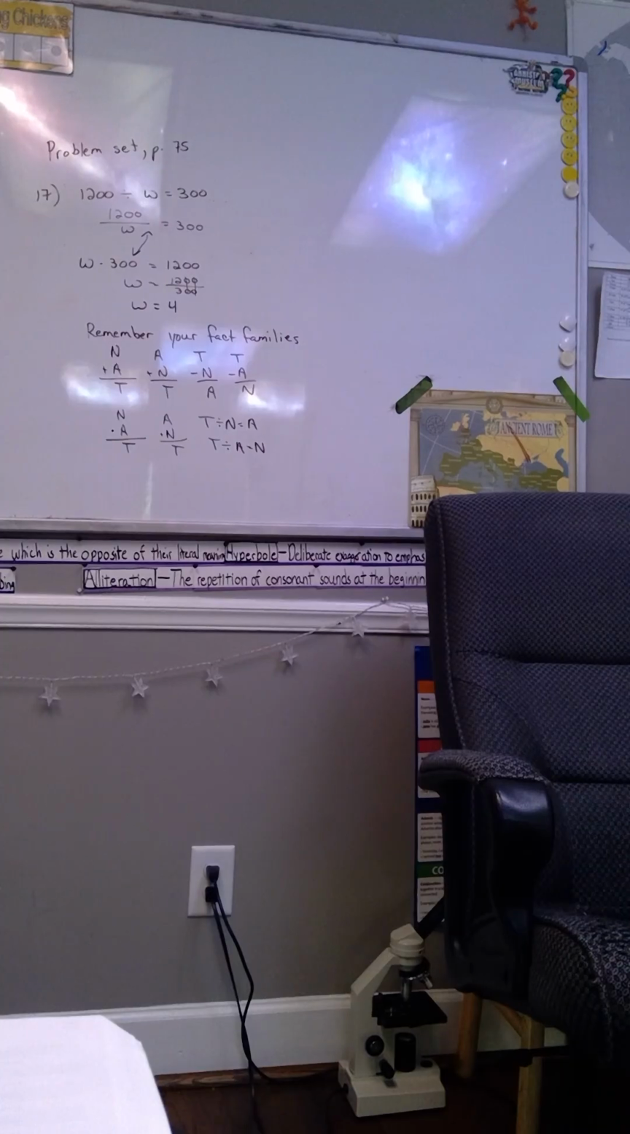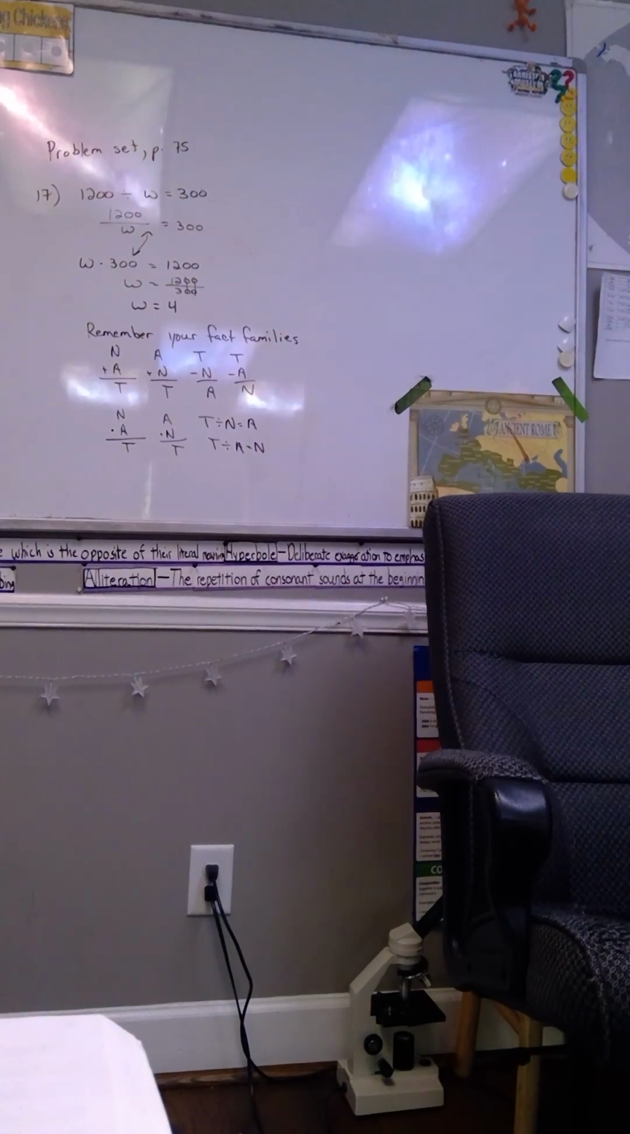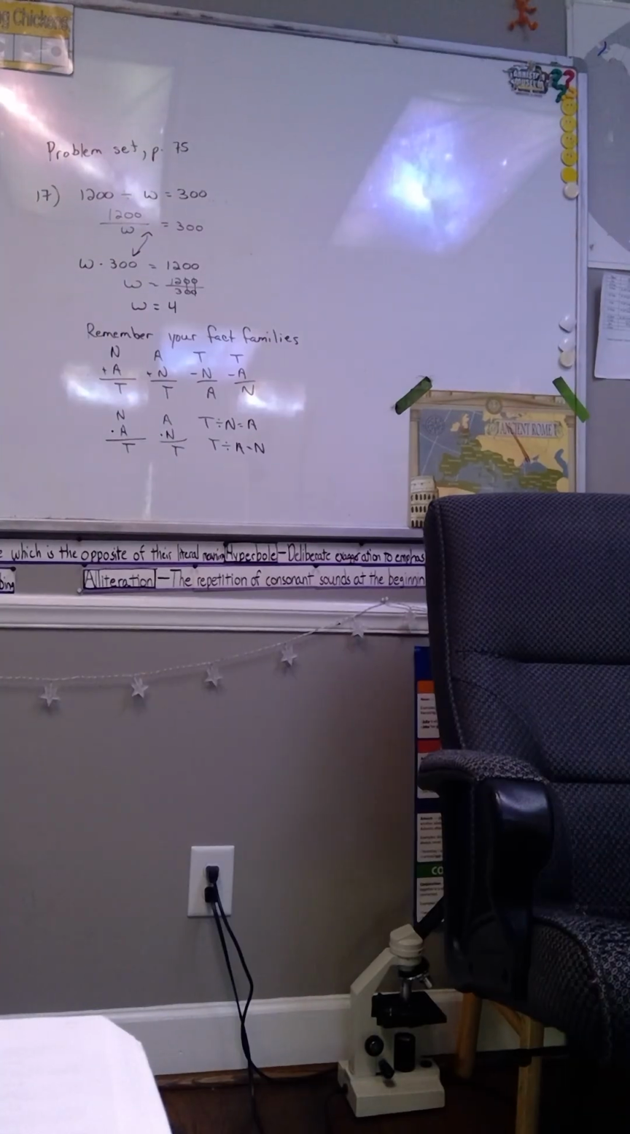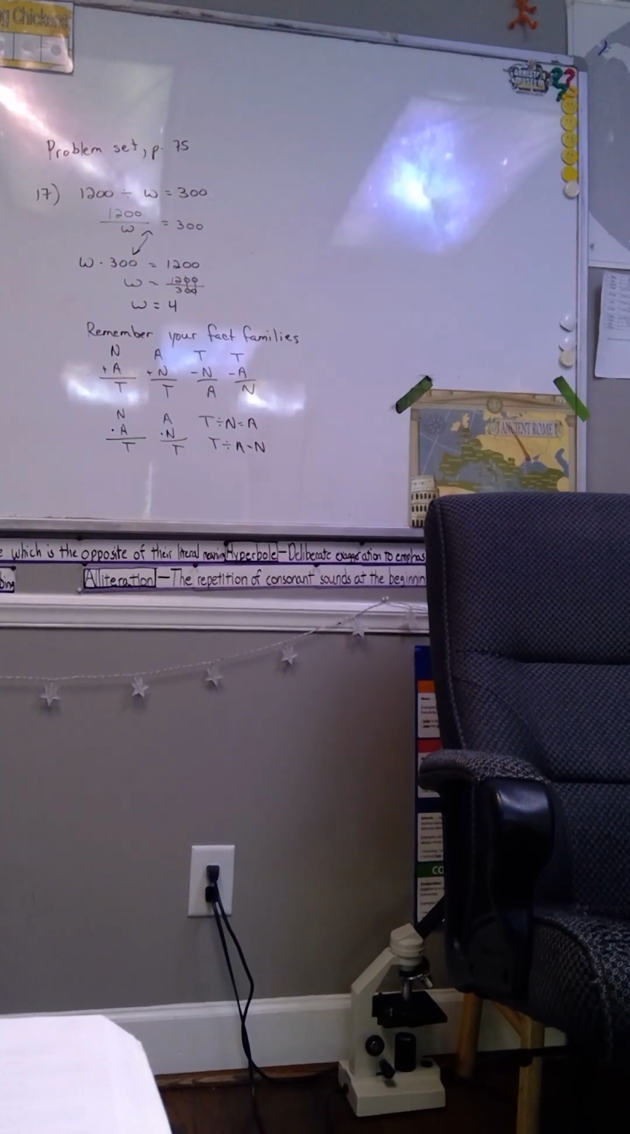We're at 19. Again, it's a division multiplication fact family. Okay. So 76 is your bigger number.